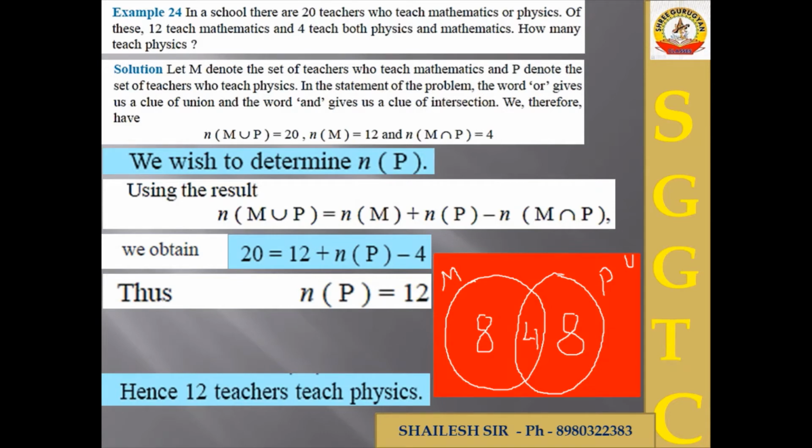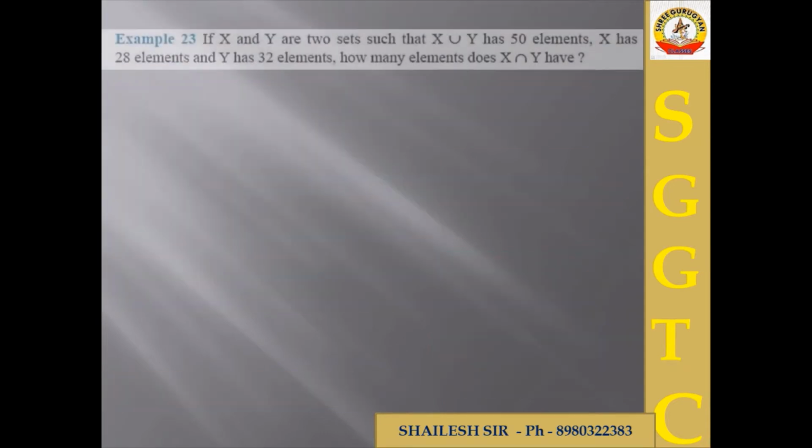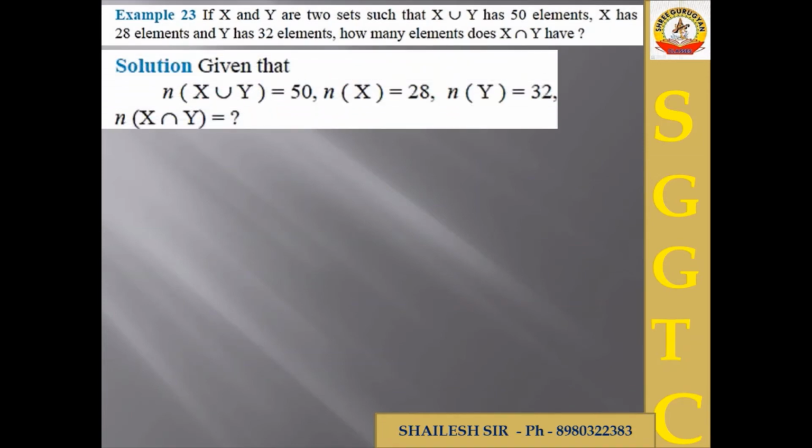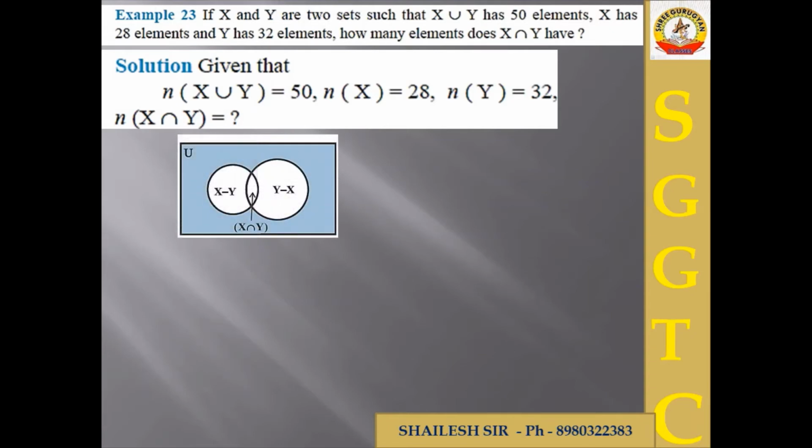Yes, happily done. Next, Example 23. Here also the same is given: n of x union y is 50, n of x is 28 and n of y is 32, and we are asked for x intersection y. Generally the formula is applied according to the drawing: x minus y and y minus x.